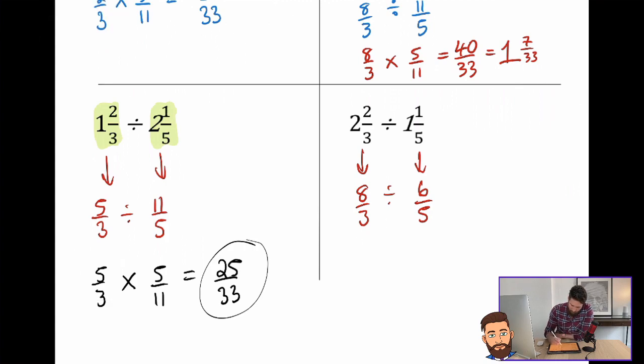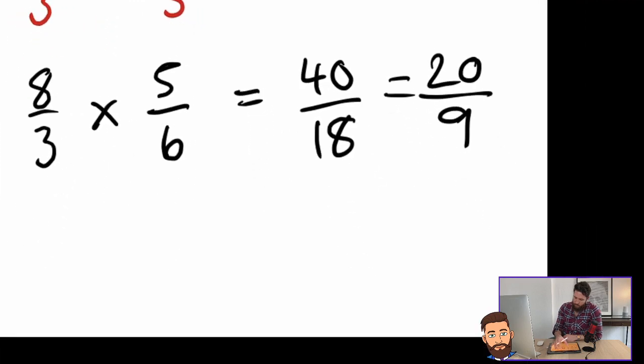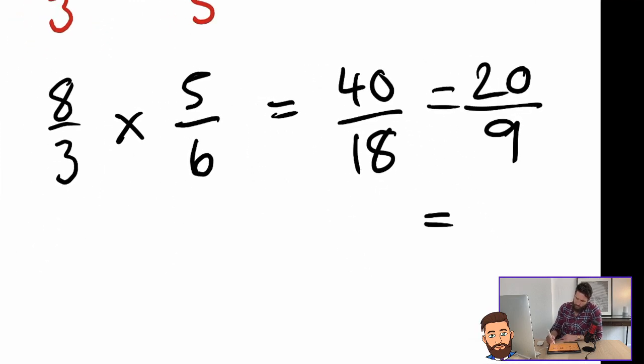This one we're going to keep 8/3 times 5/6, which gives you 40 over 18. That is top heavy and can be simplified. So if we simplify this, we would get 20 over 9. And 9 would go into 20 2 whole times, with 2 over 9 left over.